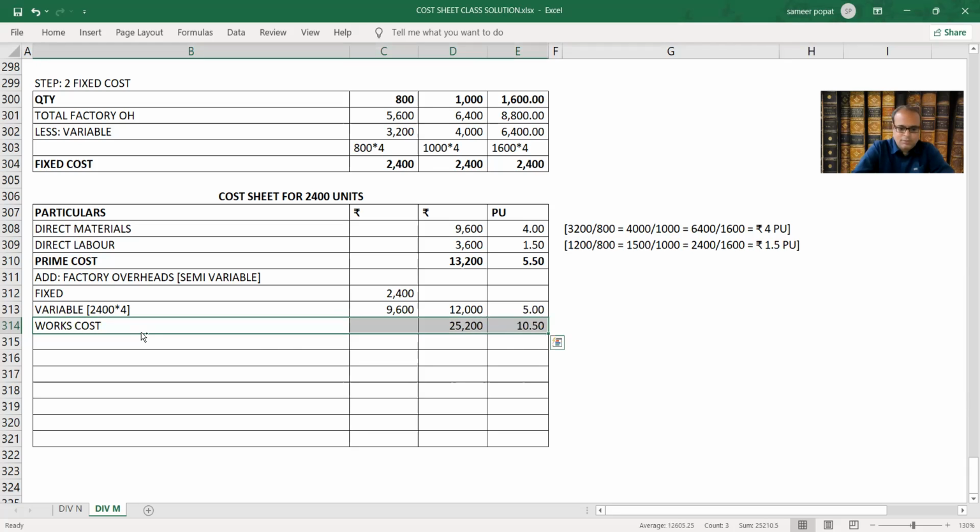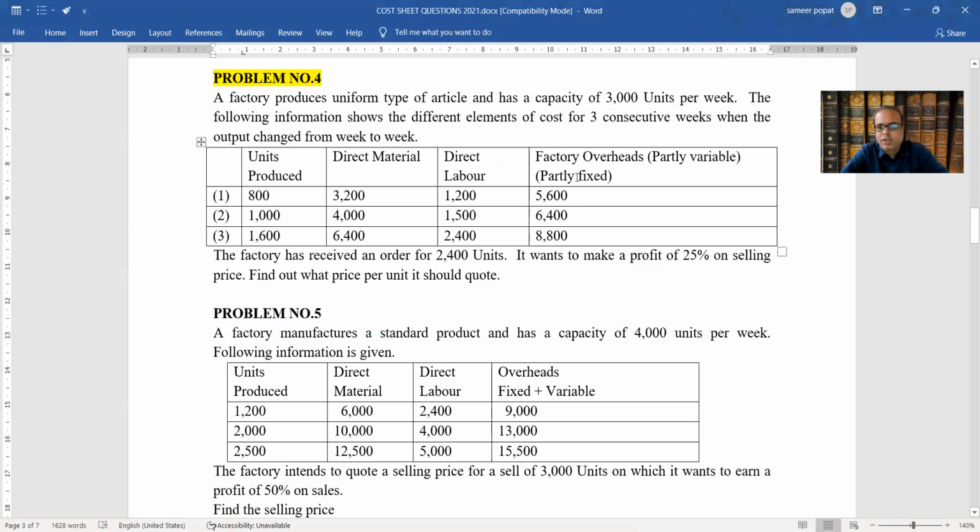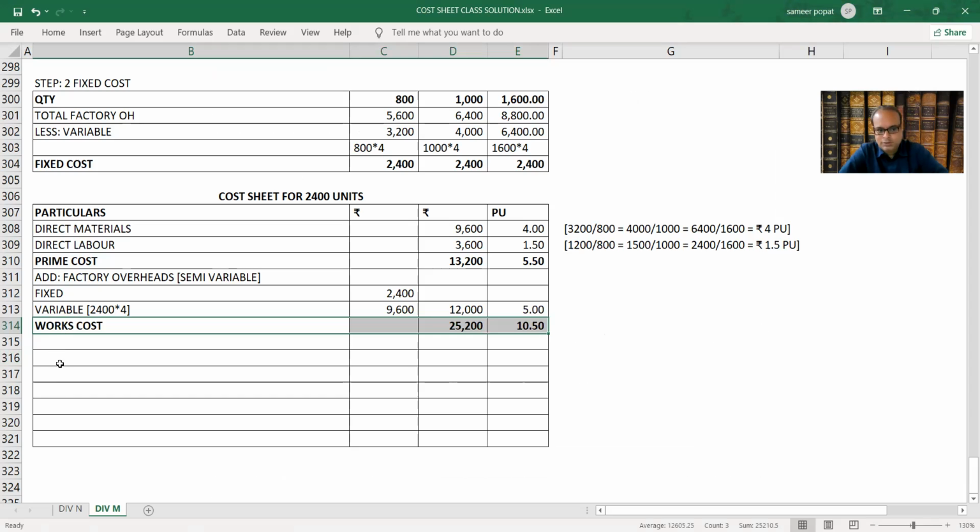Now, in this sum, they are not given office overhead or selling and distribution overhead. So if it is not given, there is no need to write for office and selling and distribution overhead. So we can say this factory cost itself is total cost, that is cost of sales, because office and selling and distribution are both not given. So we can directly add profit to get sales.